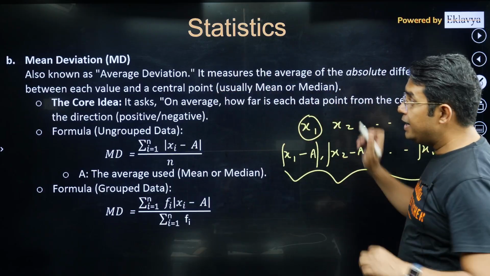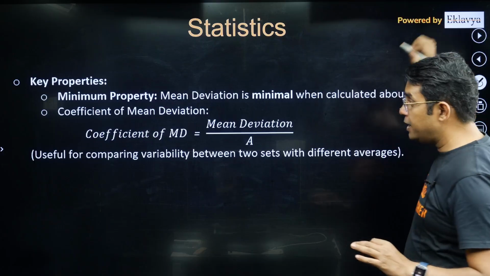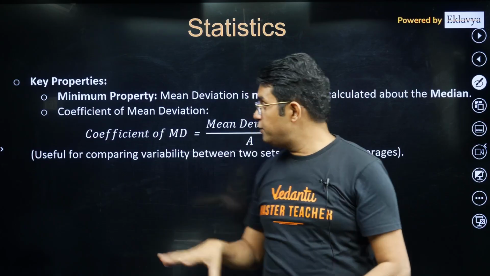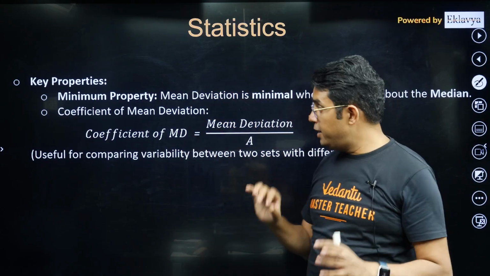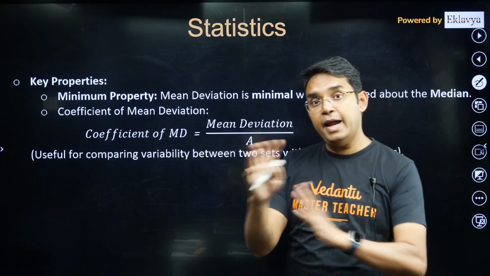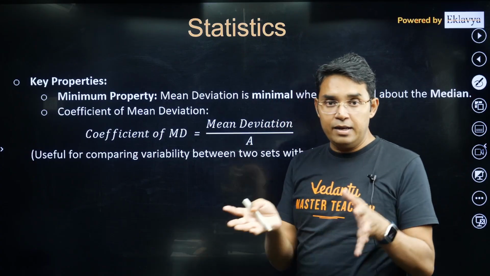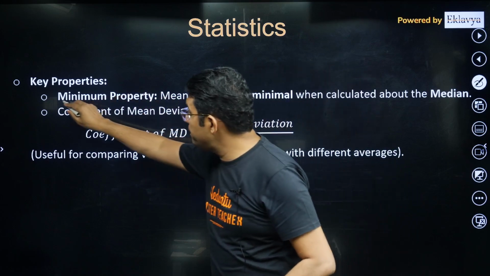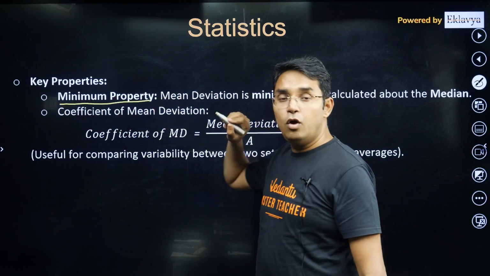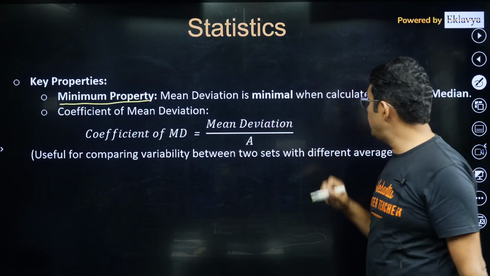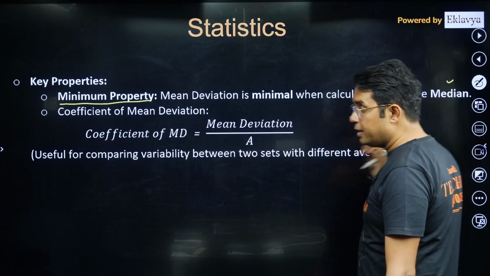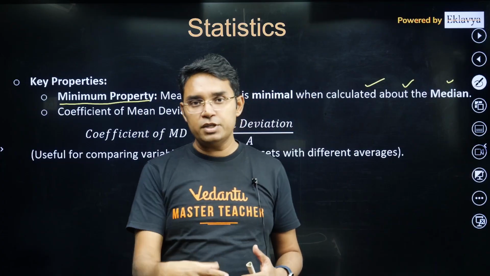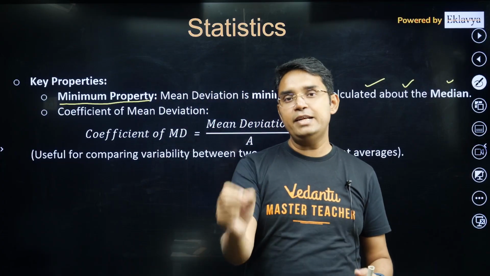Now regarding this mean deviation, there is one very important thing. In fact, all these important things I have listed towards the end of this session. First, let me tell you that important point here, but in the end also I will mention it again. The important property is the minimum property of mean deviation. The mean deviation is minimum if you calculate it about the median. Suppose your median and mean are two different values, and if you take the mean deviation, you can check it will be minimum when it is taken about the median.